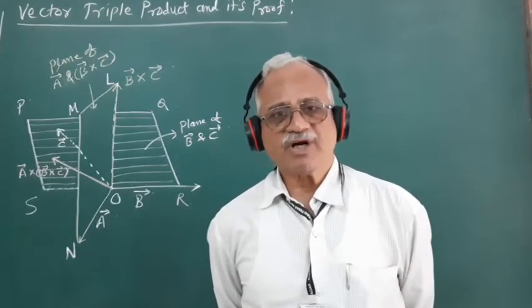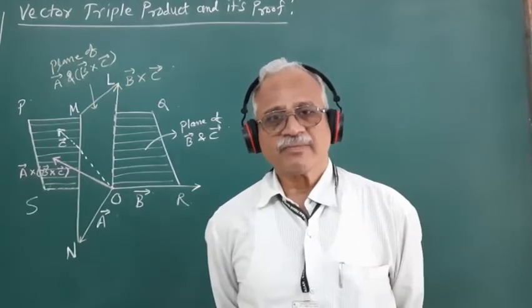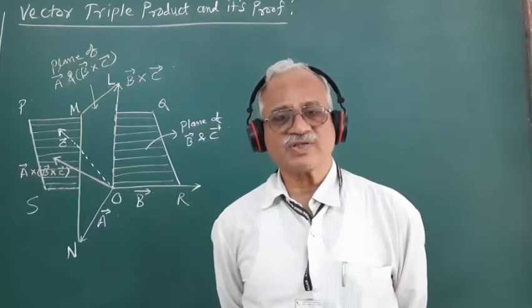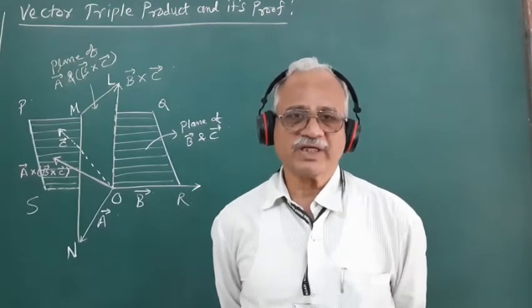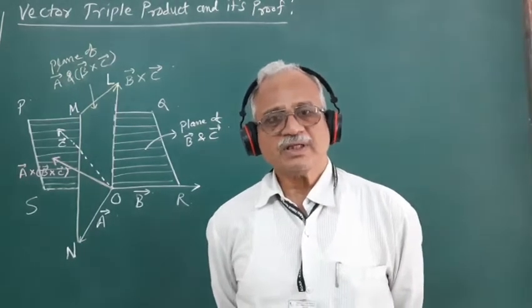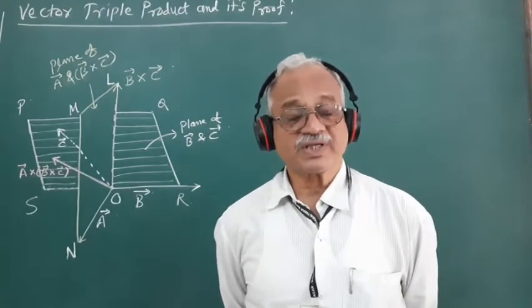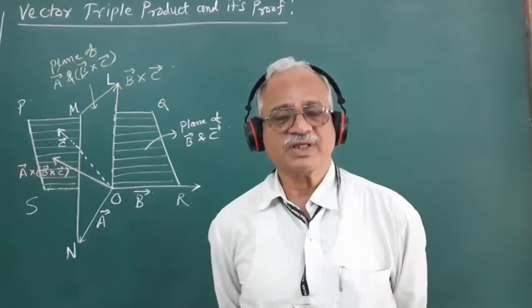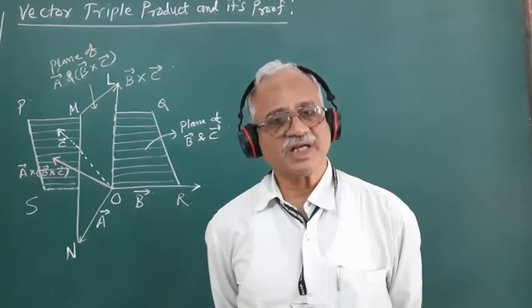B bar cross C bar is a vector, and if we take the dot product of this vector B bar cross C bar with the given vector A bar, then it results in a scalar quantity, and that is why such a product is called the scalar triple product.